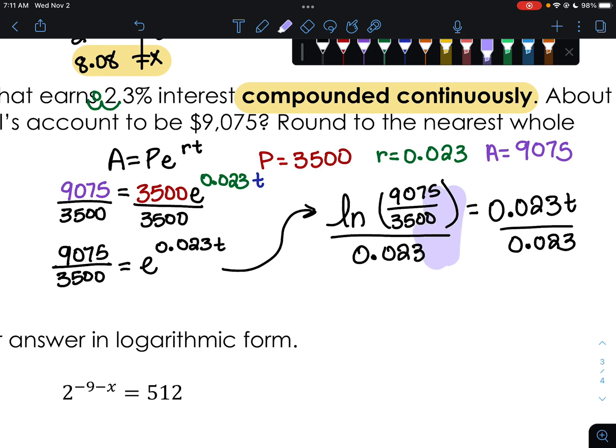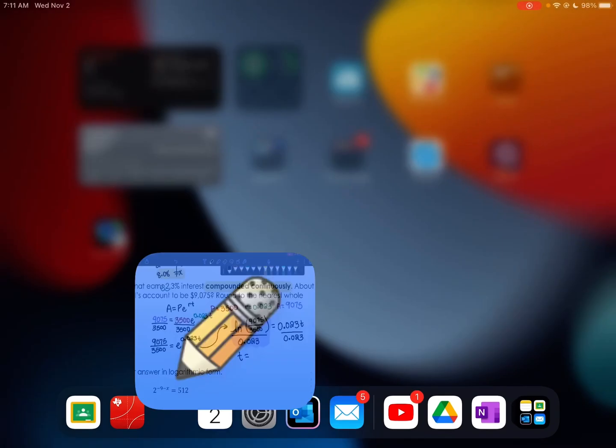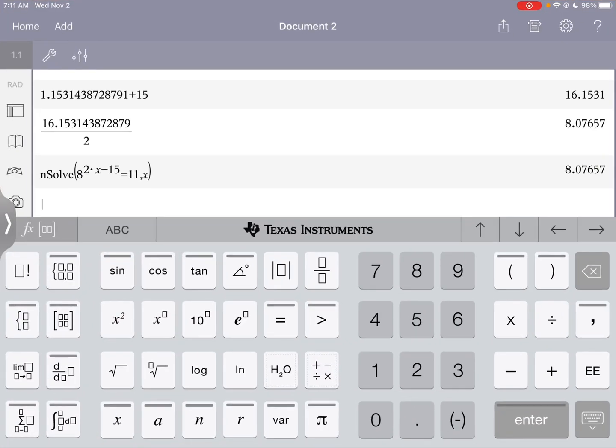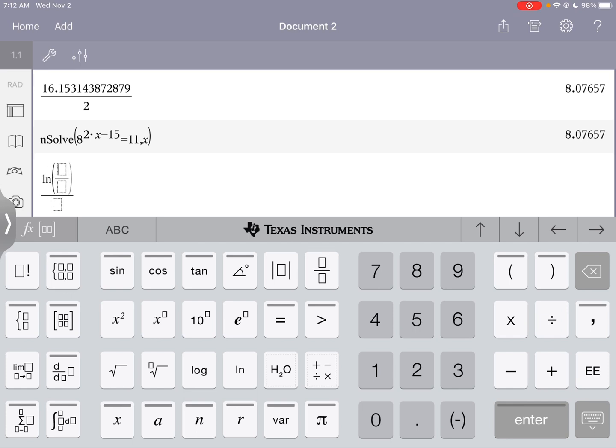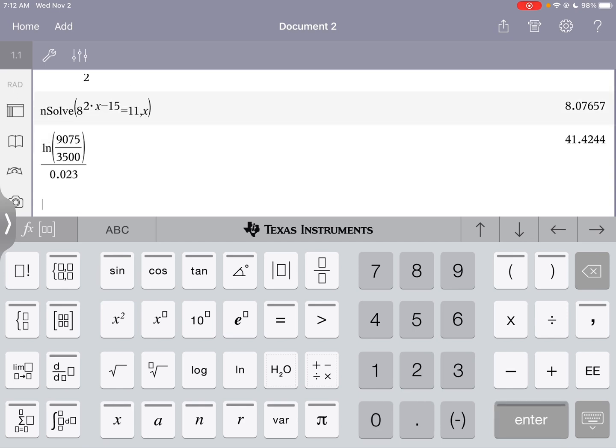And now this right here is what I type into the calculator to solve for t. Remember, we want to round to the nearest whole number. So I go to my calculator, I start with my fraction button. In the numerator, I have the natural log. Within the natural log, I have an additional fraction. So that would be 9,075 divided by 3,500. And then I have divided by 0.023, and I get this.